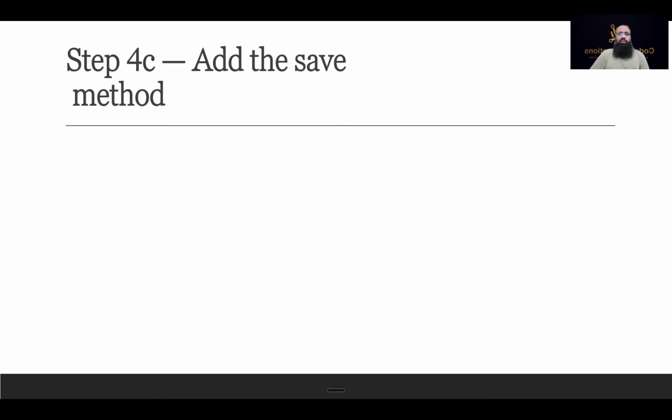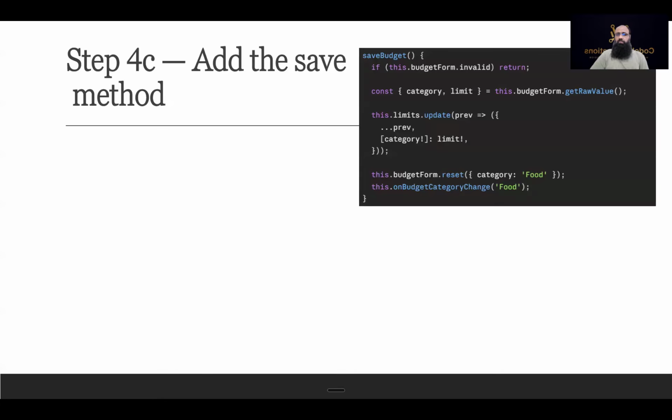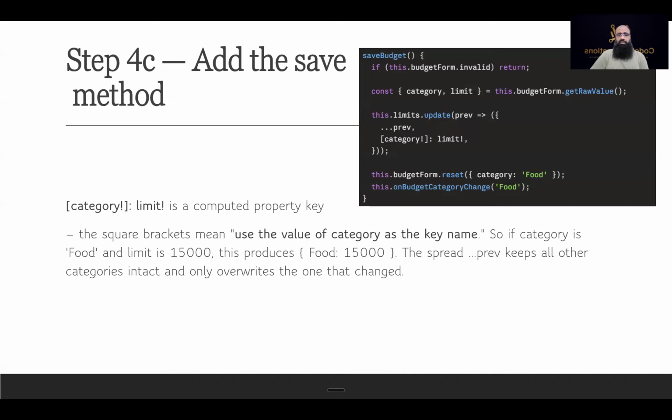Now I'm going to add a save method as well. This is going to be a save method, which we'll look at in detail in VS Code once I add it. One thing we are going to discuss is that category in square brackets is a computed property key. So what does it mean? The square brackets mean the value of category is used as the key name. So if the category is food and the limit is, let's say, 15,000, it produces an object of food colon 15,000. And what does the spread do? It keeps all the previous records, and updates them with the new category name and limit.